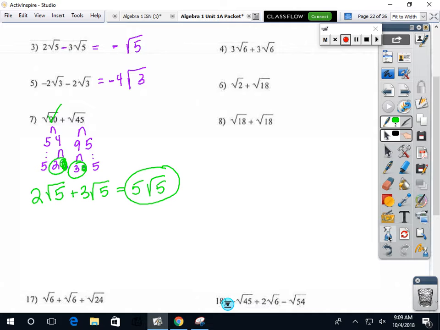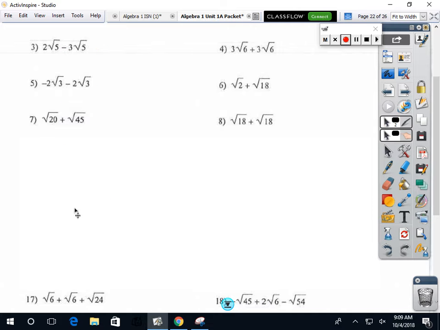Okay, number 9. Okay, square root of 3. Can we simplify it? No, 3 is a prime number, so there's nothing that can be done. What about 27?